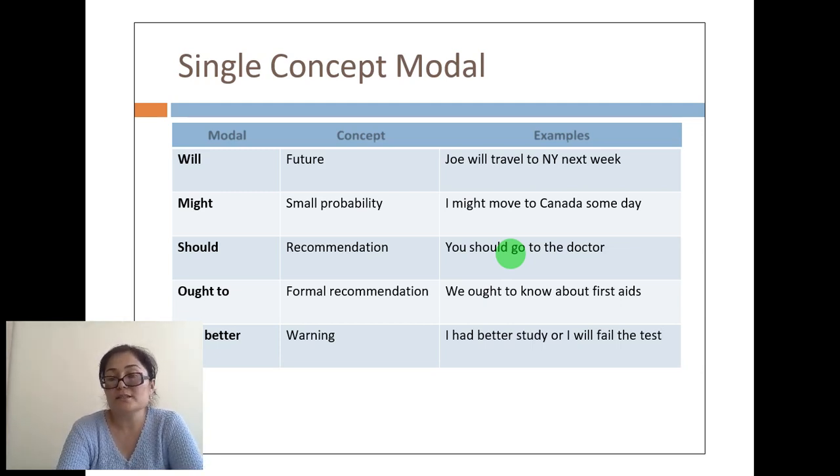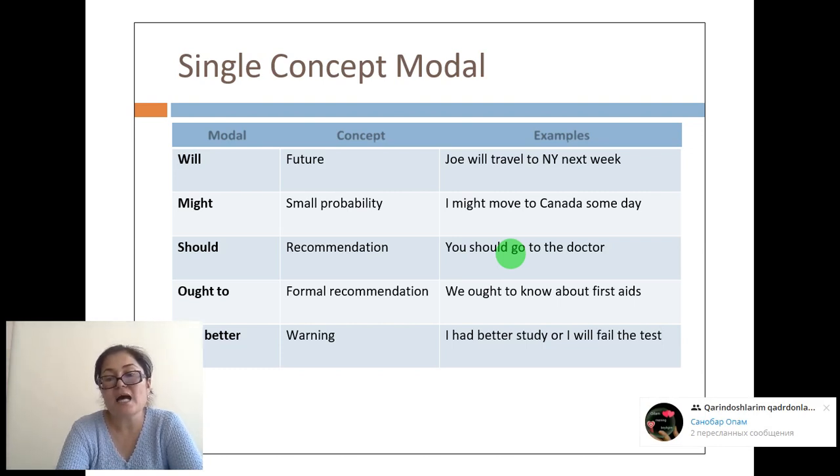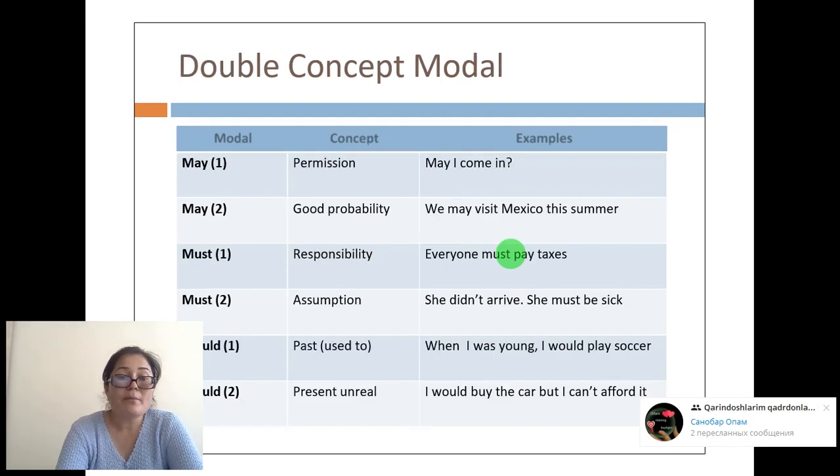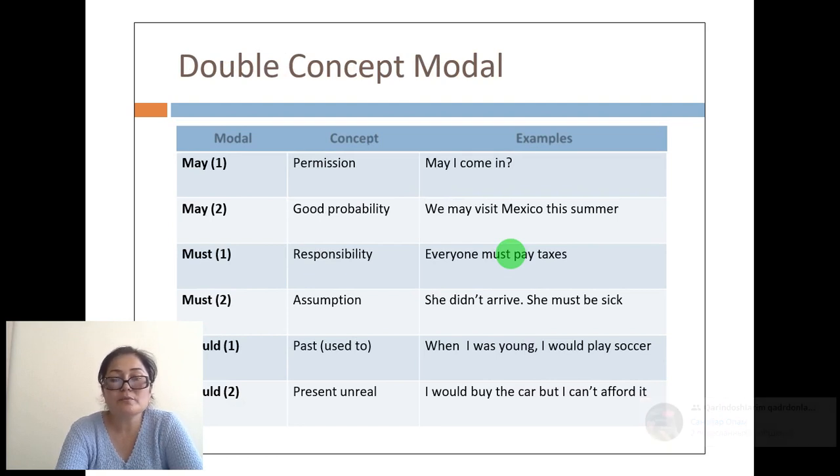And the last one is had better, expressing warning. I had better study or I will fail the test. Now about double concept modals. May expresses permission or good probability. When it expresses permission: May I come in? And good probability: We may visit Mexico this summer.